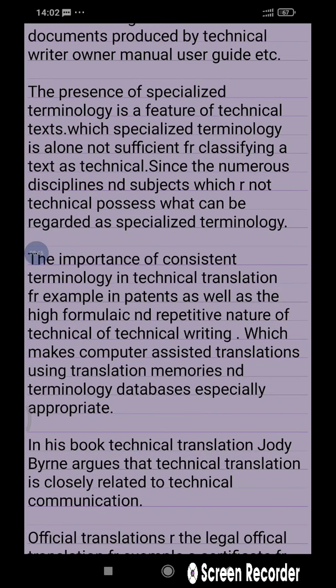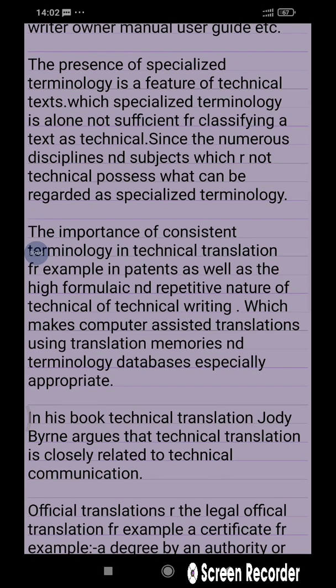The next point is that the presence of specialized terminology is a feature of technical text, but specialized terminology alone is not sufficient for classifying a text as technical, since numerous disciplines and subjects which are not technical possess what can be regarded as specialized terminology. So you have to describe the specialized terminology, which is a feature of technical translation.